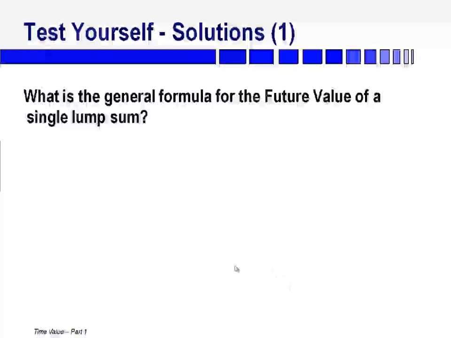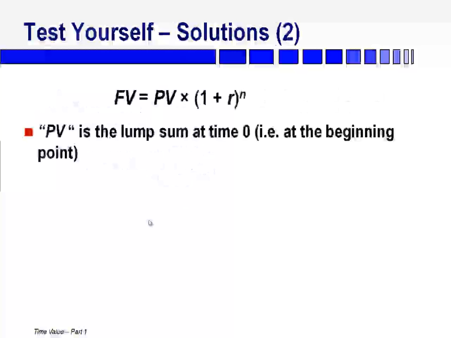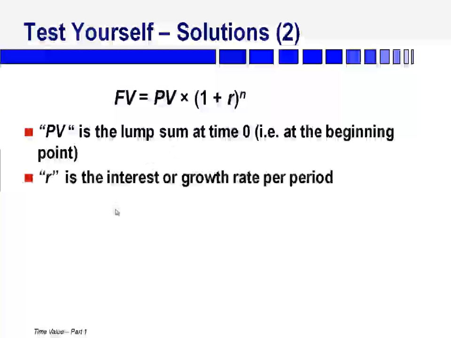First problem, general formula for the future value of a single lump sum. Here it is. The future value is equal to the present value times (1 plus R) to the n. Let's see what those terms represent. PV is the lump sum at time 0. In other words, it's the amount at the beginning point of this problem.